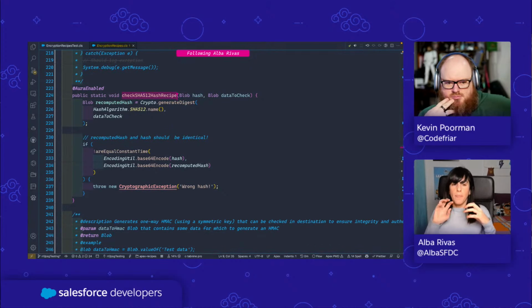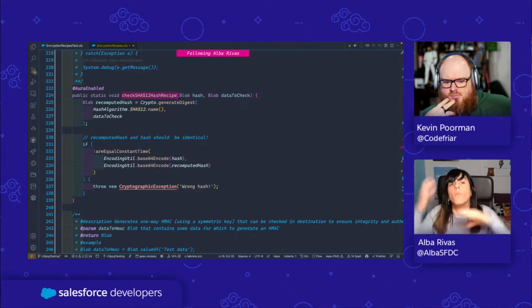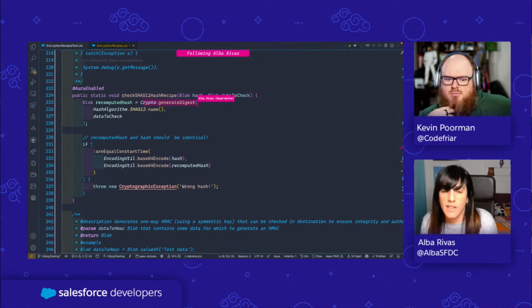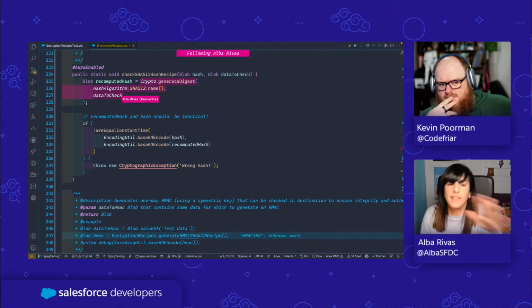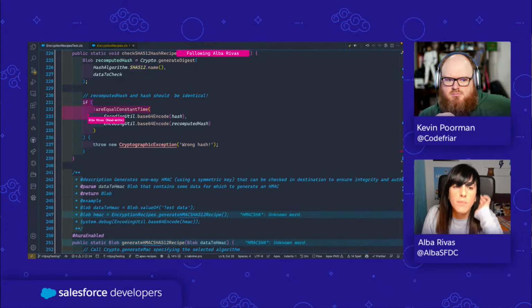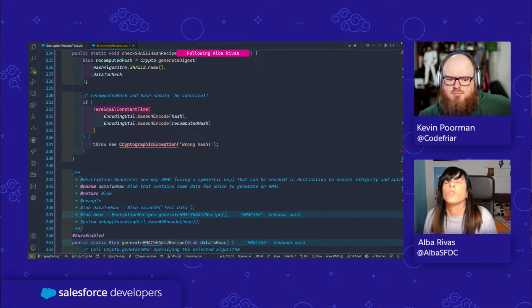How do we recalculate that hash in the receiver, and how do we compare those digests to be sure that the message has not been tampered with? Regenerating the digest is super easy, because we need to do exactly the same. With the data that we need to check, we define the name of the algorithm, and that's it. But then it's important to compare the two hashes using an equals constant time function.